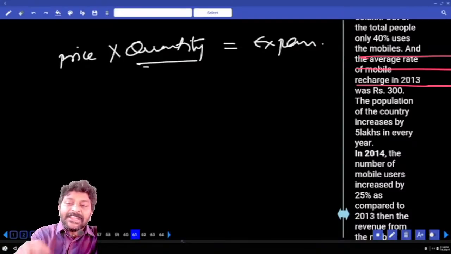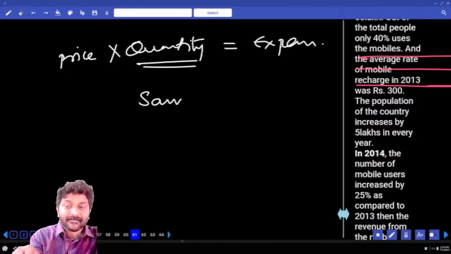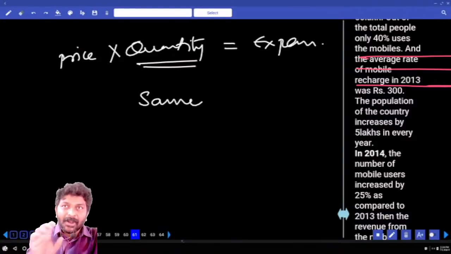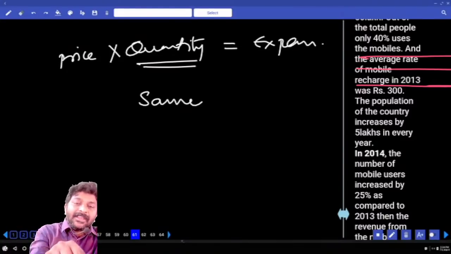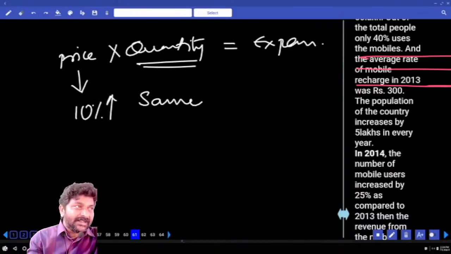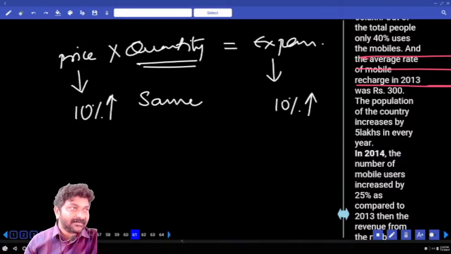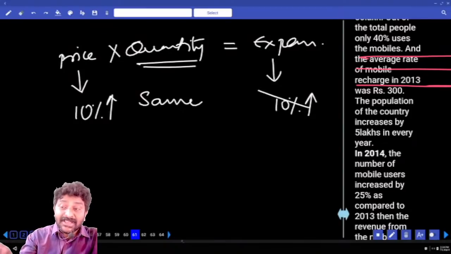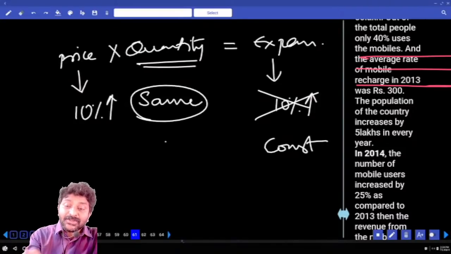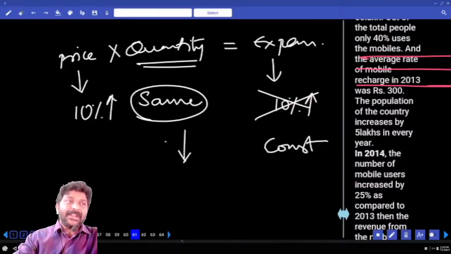If the quantity is same here, the quantity is same. If price increases by 10%, expenditure also increases by 10%. But you don't want to change this expenditure. If you want to maintain this constant, then you should reduce the quantity.